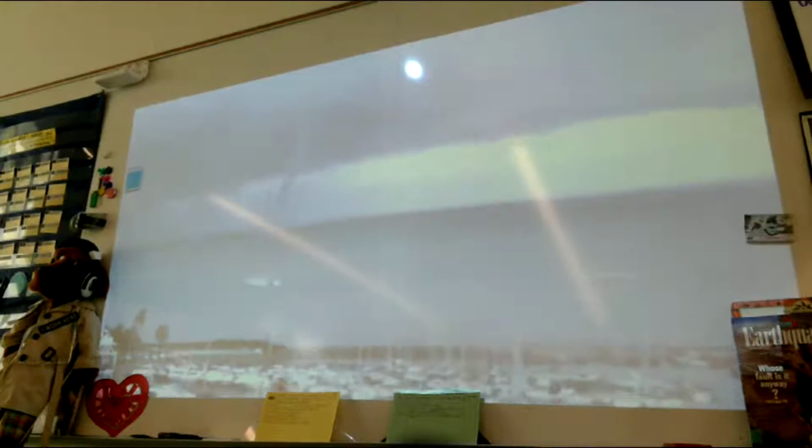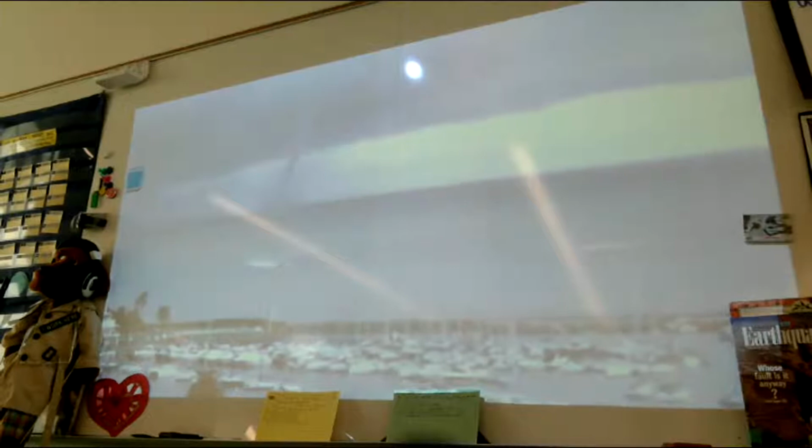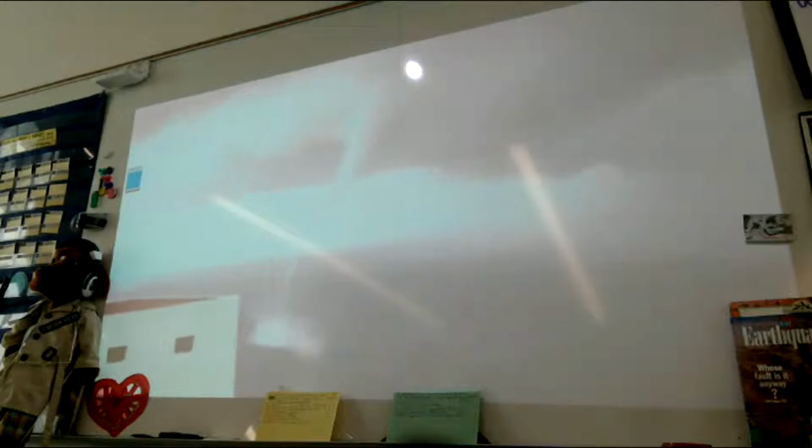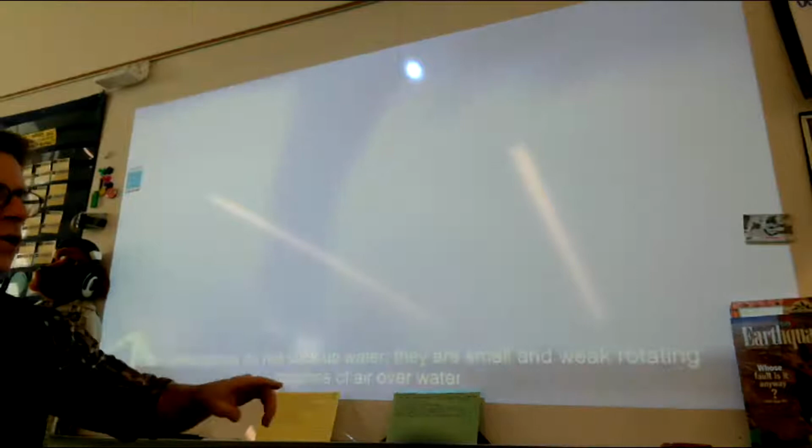That said, in its common form, a supercell formed over water, I think it said. Now, there's a boat, often weaker than its land counterparts, stronger versions. Oh, I missed it. Well, that looks really damaging. But because waterspouts are over water and not on land, they don't cause as much damage. Yeah, they're usually weak. Looks like a boat, right?